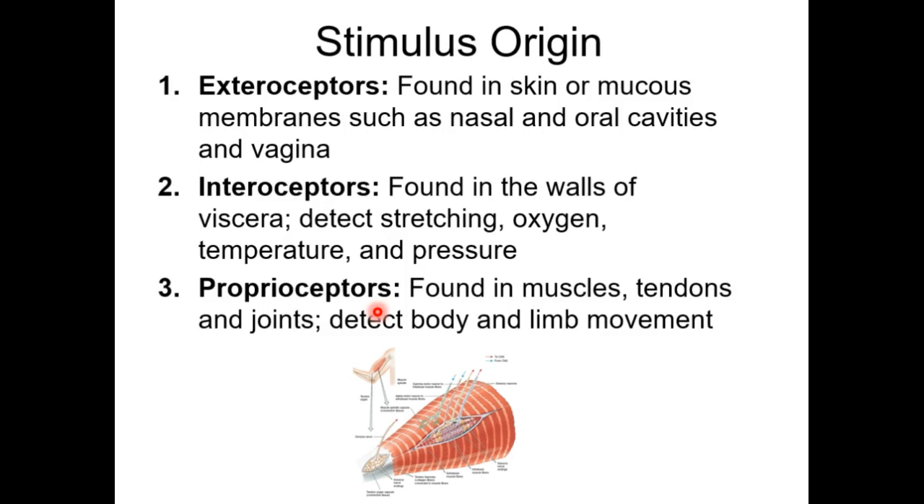Yeah, where you are in space. So it's going to be located in muscles and tendons and joints. So even if your eyes are closed and you have no external stimuli to tell you how your body is positioned, you can still do like this.